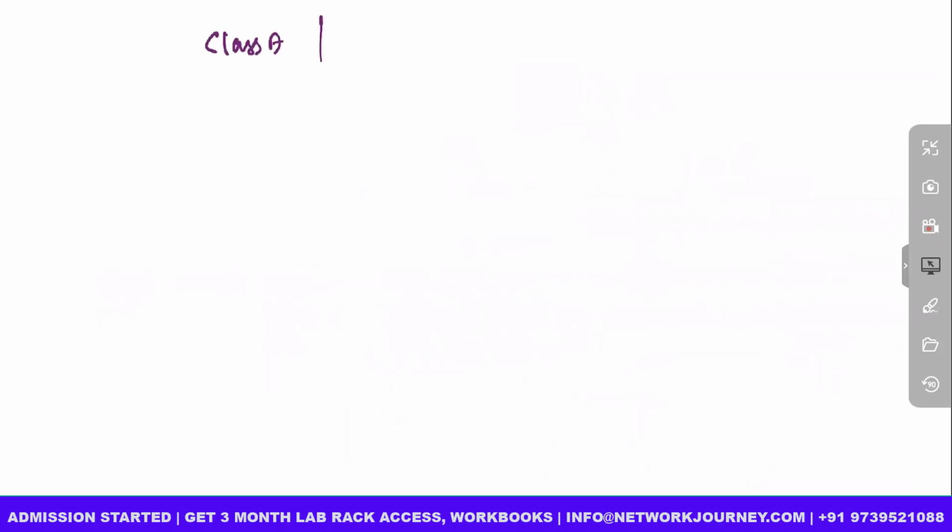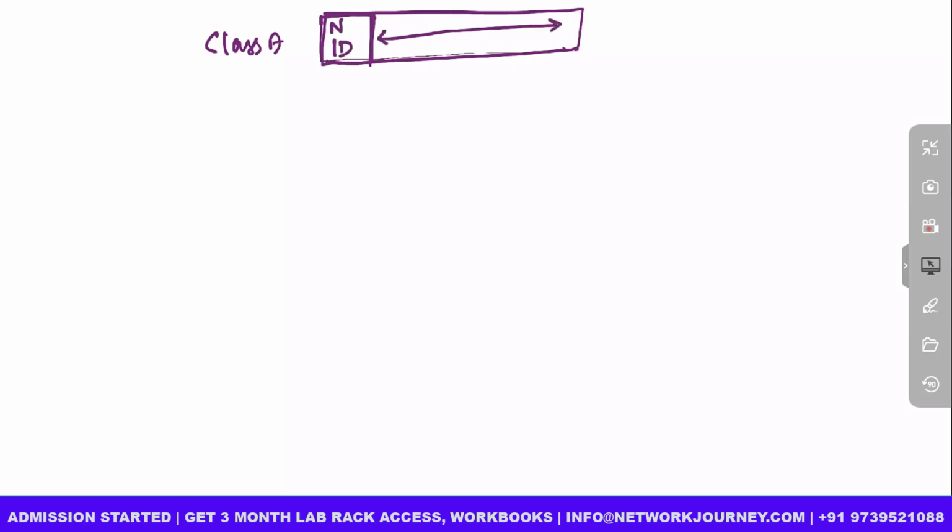Class A, as we know, you have a wider range. So only the first block is occupied or reserved for network ID, whereas the rest are usable bases. Okay, the rest are all usable. And remember, they are 4-octet. I'm just not putting them because now you know how they are designated.